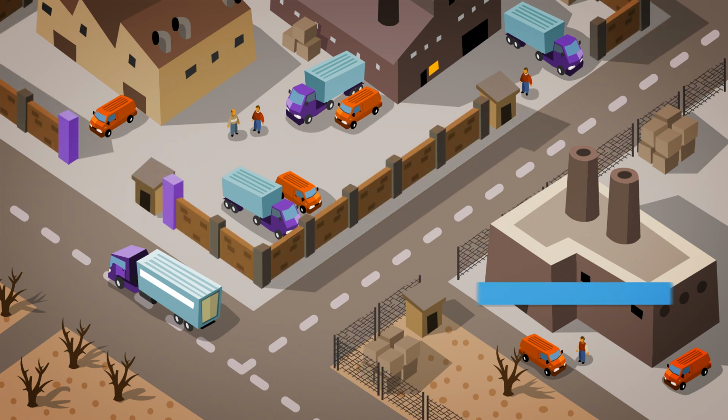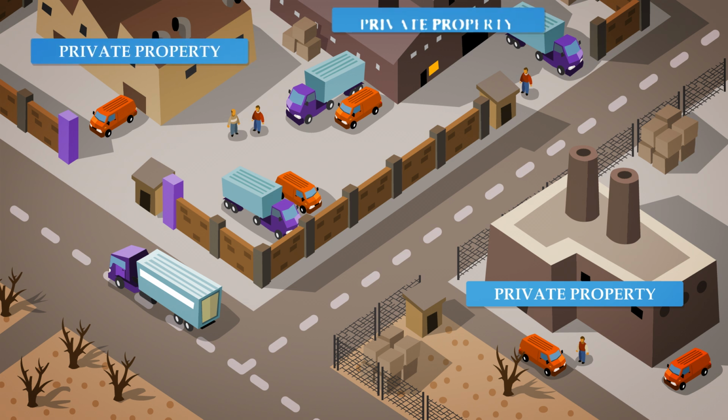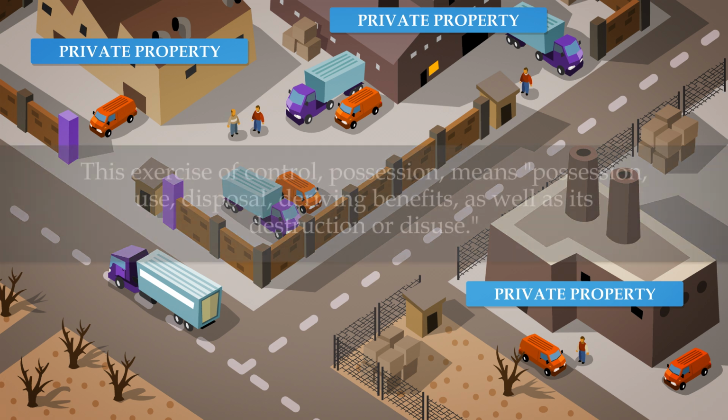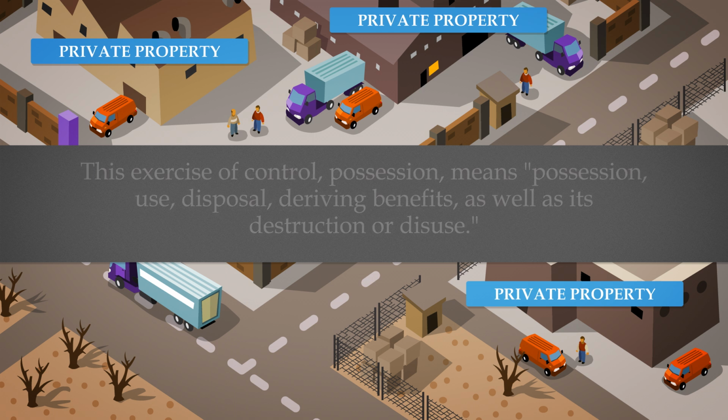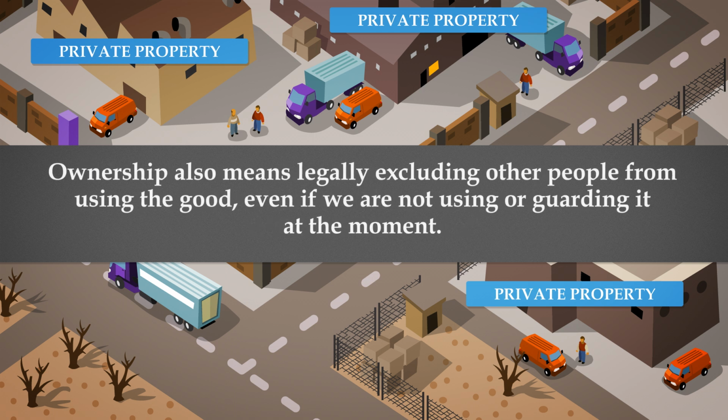To be more precise, in capitalism, there is dispersed private ownership of the factors of production, understood as exercising control over them and the possibility of excluding others from their use. This exercise of control means possession, use, disposal, deriving benefits, as well as its destruction or disuse. It's important to emphasize that ownership also means legally excluding other people from using the good, even if we're not using or guarding it at the moment.